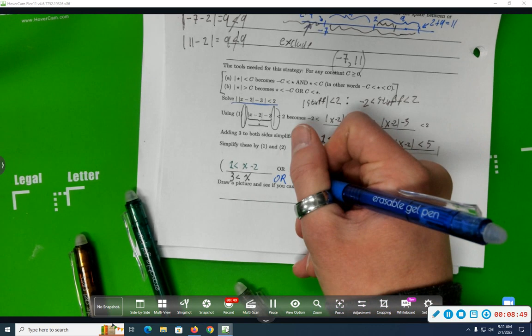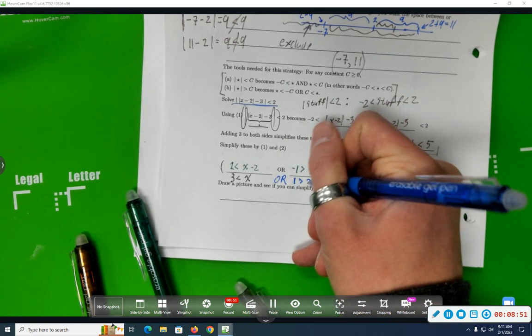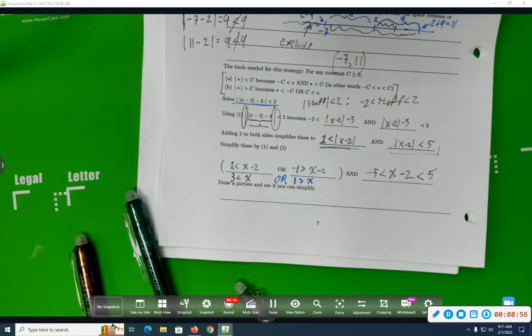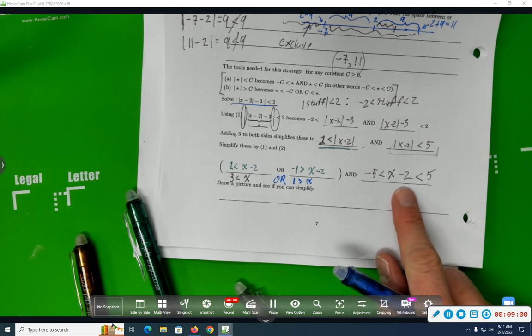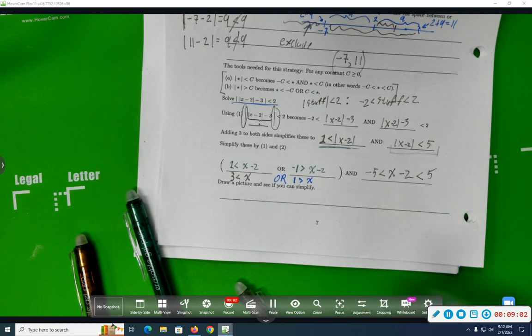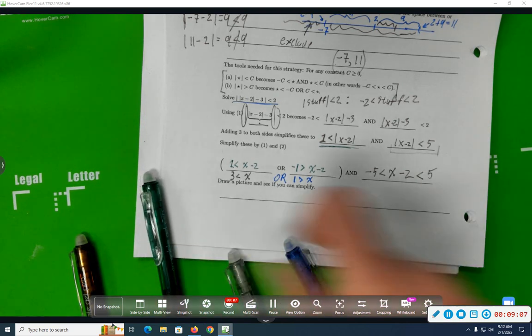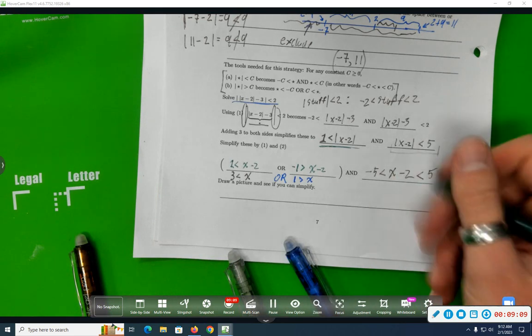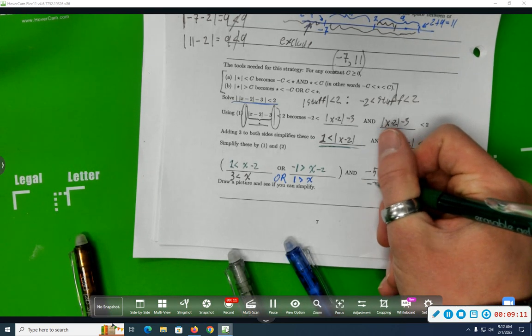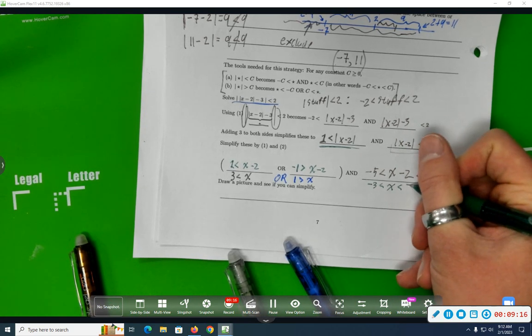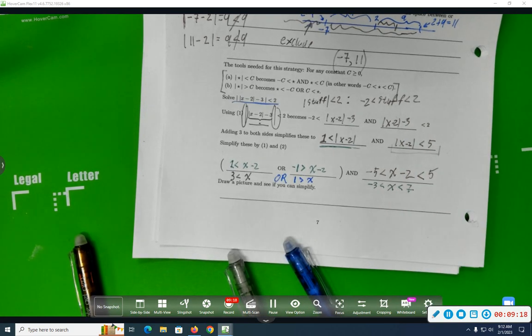Add 2 to both sides, you'll get 1 is bigger than x. Feel okay so far? And finally, add 2 to everything in sight here. I believe you will get, let's use green, add 2 to both sides. Negative 3 less than x is less than, add 2 to both sides, 7. Folks feeling all right?